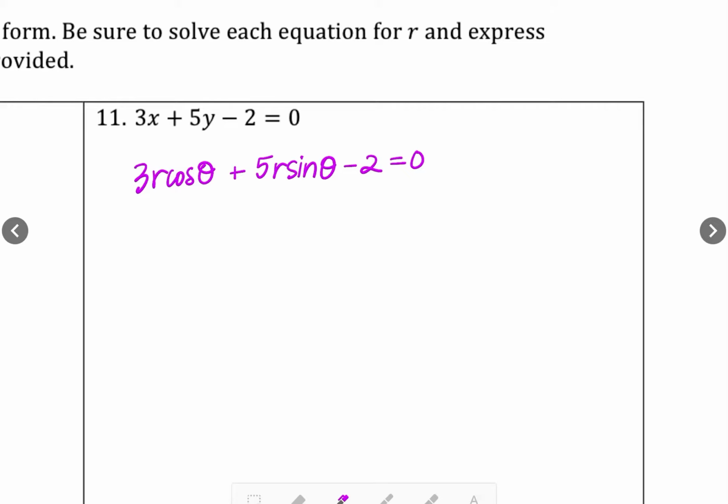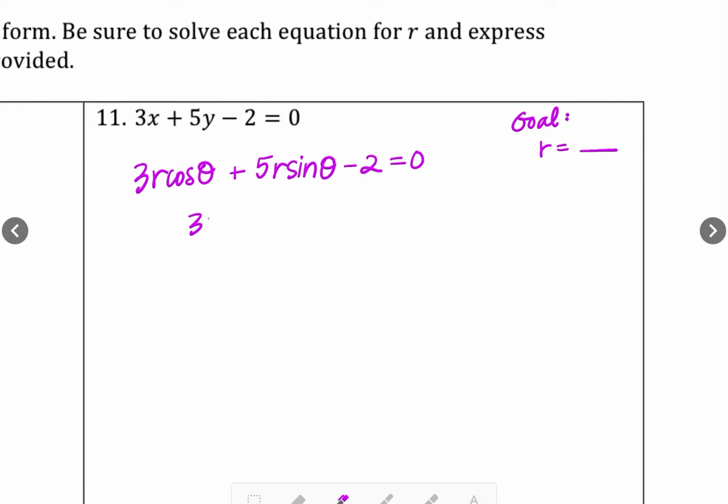Now that we've done that, our goal is to get an equation in the form of r equals blank. All the r's should be on one side, all the thetas should be on the other side. So let's isolate r. We've substituted in to get rid of our x's and y's. Now let's isolate r.